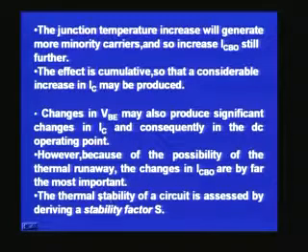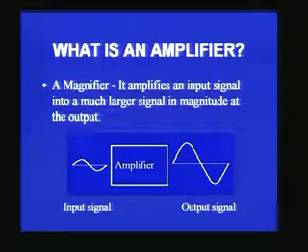Okay, so the thermal stability of a circuit is normally assessed by deriving a stability factor. I am not going into the details of the stability factor, but the stability factor is nothing but delta VBE by delta T or delta ICBO by delta T. So one can calculate the stability factor for different biasing schemes, and we can monitor and control that the transistor does not enter into a thermal runaway condition.